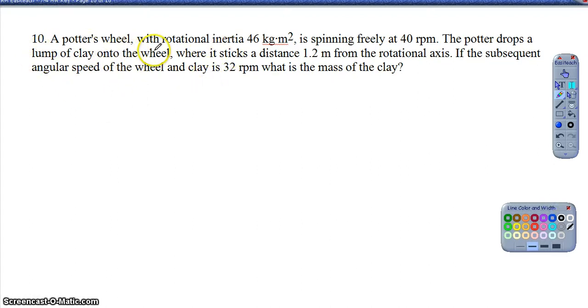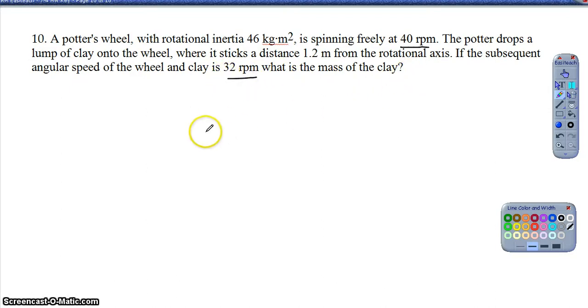But anyway, a potter's wheel with the rotational inertia they give us here is spinning freely at 40 RPM, so revolutions per minute. A potter drops a lump of clay on the wheel where it sticks a distance 1.2 meters from the rotational axis. If the subsequent angular speed of the wheel and clay is 32 RPM, what is the mass of the clay?